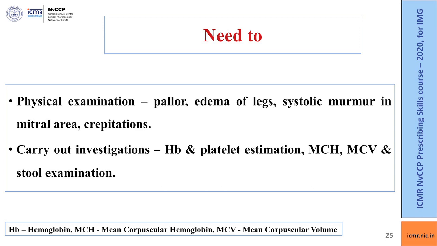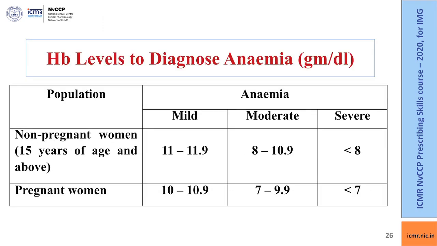You need to physically examine the patient for varying degrees of pallor, edema of legs, soft systolic murmur in the mitral area due to physiological mitral incompetence, and crepitations at the base of the lungs due to congestion. The investigations that you need to advise are hemoglobin estimation, MCH and MCV, and stool examination for worm infestations need to be done. For an effective therapy of anemia in pregnant women, you need to know the hemoglobin levels of mild, moderate and severe anemia.